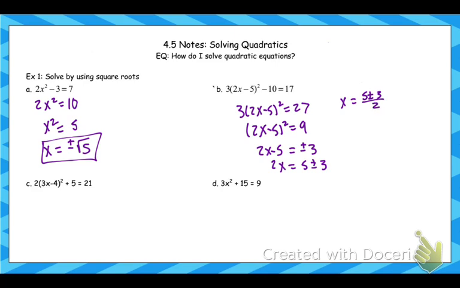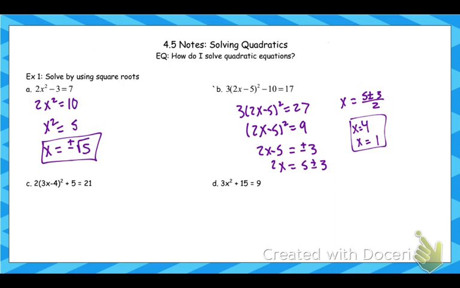Okay, now at this point, we really don't want to leave it in this form. This isn't very simplified because we can actually figure out what these numbers are. We can actually do 5 plus 3 divided by 2. 5 plus 3 divided by 2 is 4. And I can do 5 minus 3 divided by 2, which is 1. So those are my solutions, and that's how I want to write them. So again, if you can simplify, you want to.